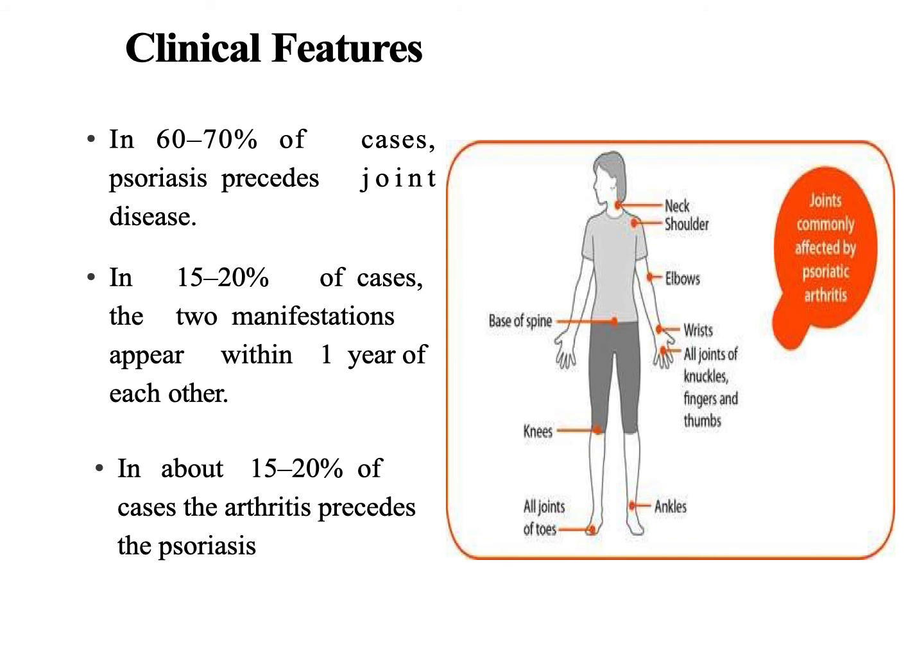Clinical features: in 60 to 70% of the cases, psoriasis precedes joint disease. In 15 to 20% of the cases, the two manifestations appear within 1 year of each other. In about 15 to 20% of cases, arthritis precedes the psoriasis.